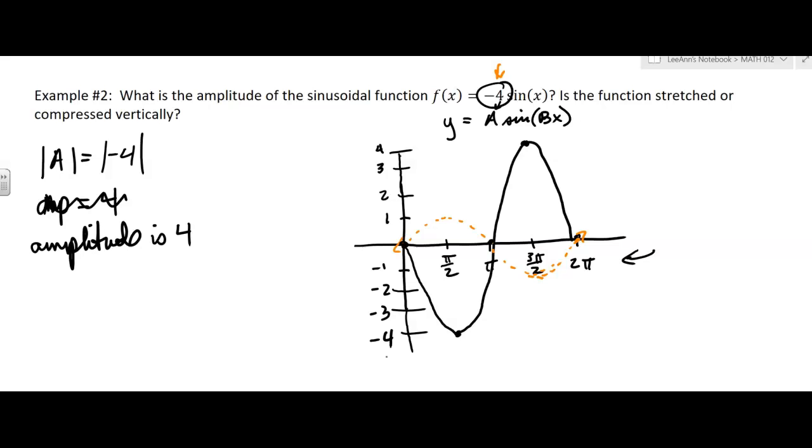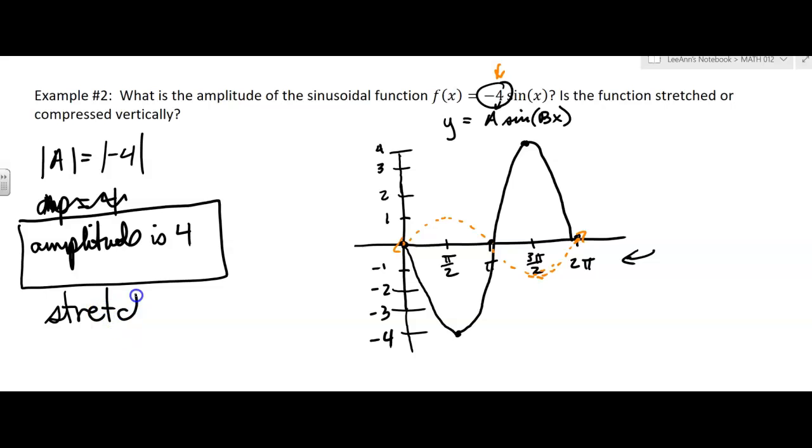Okay, so it just asked us for the amplitude. It didn't ask us to graph it. We were just going the extra mile. And then, is the function stretched or compressed vertically? It is stretched. You can see it's stretched. Okay.